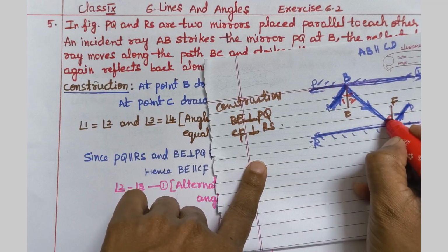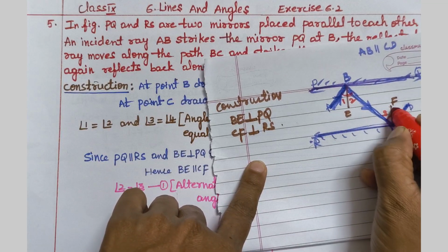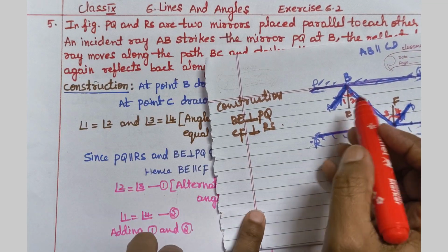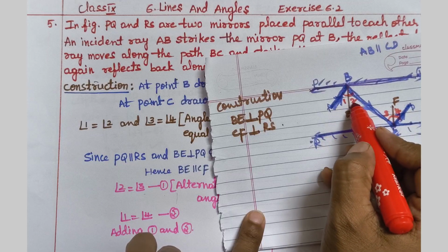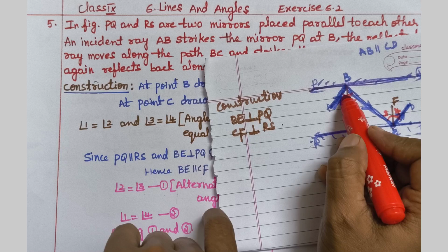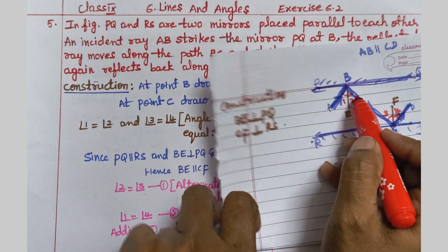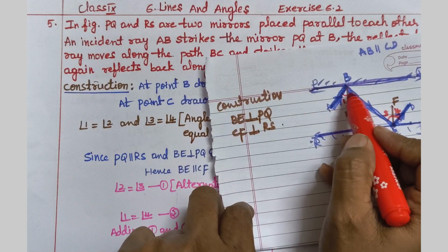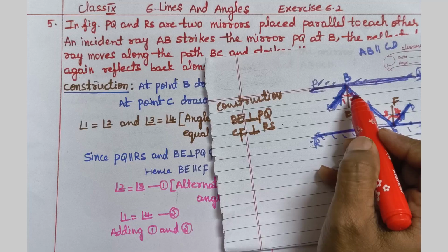Next, here I am taking 3. Here I am taking 4. So, now see here, angle 1 equal to angle 2. Angle 3 is equal to angle 4. What is the reason? Angle of incidence, this angle of reflection. Angle of incidence and reflection both are equal.